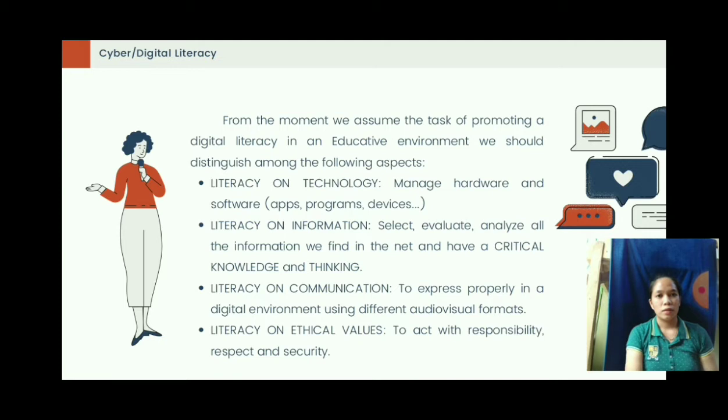Number 3, literacy on communication: to express properly in a digital environment using different audiovisual formats.